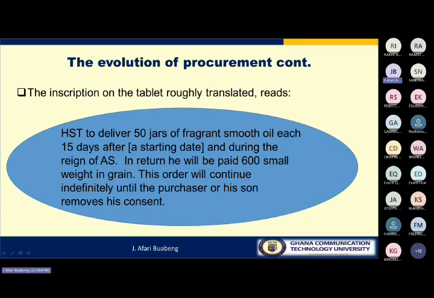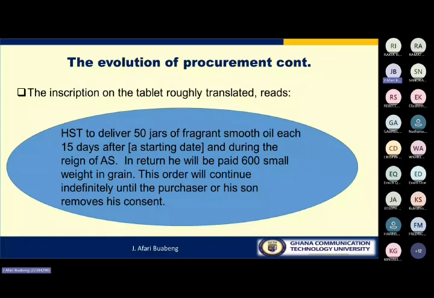Wonderful. So if you look at this order, it is very similar to a framework agreement. Very, very similar, because it continues. The contract continues until such a time the purchaser or his son says stop. Until such a time, the supplier will continue to do the supplies every 15 days. You get it?